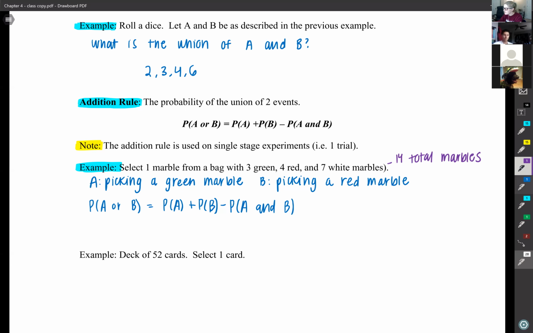Okay, well, the amount of ways that I can get a green marble would be 3, because in my bag, I have 3 green marbles. So I have 3 possible ways to pick a green one out. The probability of picking a green one is going to be 3, and then I have 14 total marbles, so it's going to be 3 over 14. My probability of picking a red marble is going to be 4 over 14, because there's 4 different ways that I could pick a red marble out.